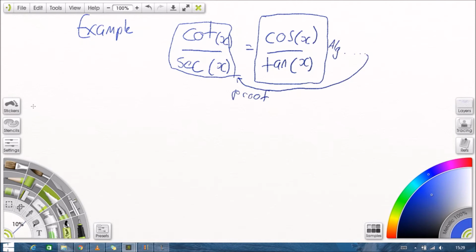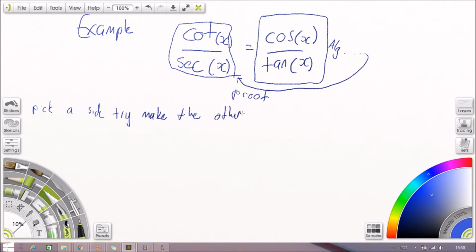So, first thing to do, pick a side. It doesn't matter which side. One particular side might look easier to begin with. For instance, you might feel more comfortable using cos and tan than cot and sec. But it doesn't really matter because they should be equal, so you should be able to go from one side to the other. So I'm going to pick the right hand side and hopefully make it equal to the left hand side.